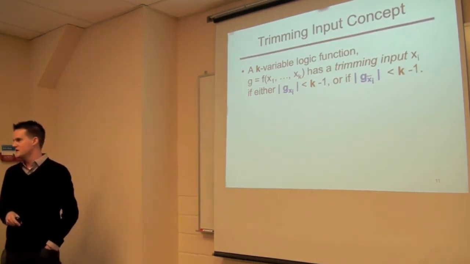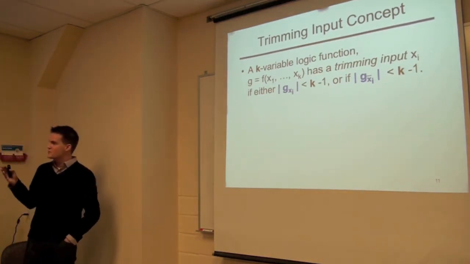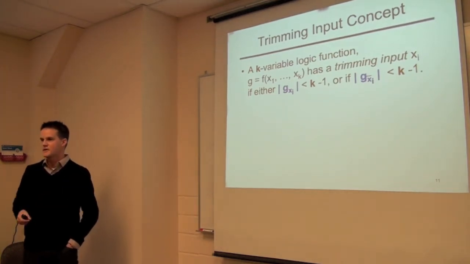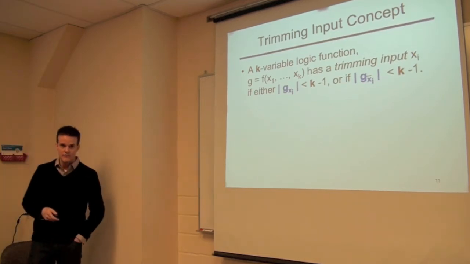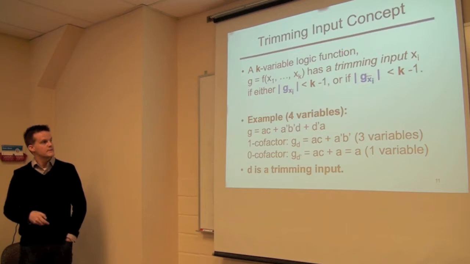But it could be they actually have less than k minus 1 variables. And if they do, when we do the Shannon decomposition with respect to that input, we trimmed away extra variables. So we called it trimming input. We couldn't find another name for that, but we're calling it trimming input.